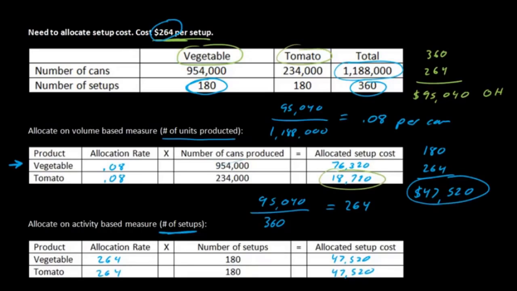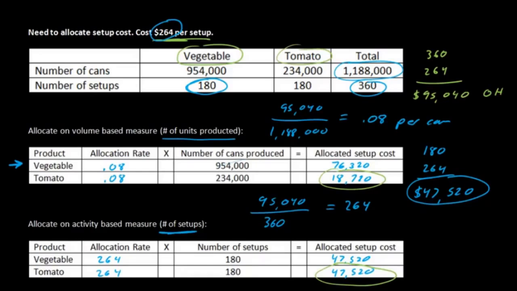So for example, let's say we had an outside company come in and offer to do all of our tomato soup setups for $40,000. If they were to come and say, we'll do all the setups for your tomato soup for 40,000, and we were to rely on this volume-based measure, we would have said, hey, it's only costing us 18,720 to do the setups for tomato soup. So we're not going to take your deal. Your $40,000 is way too expensive because we can actually do this for 18,720. But that would be the wrong answer because this setup cost actually costs us more than 18,720.